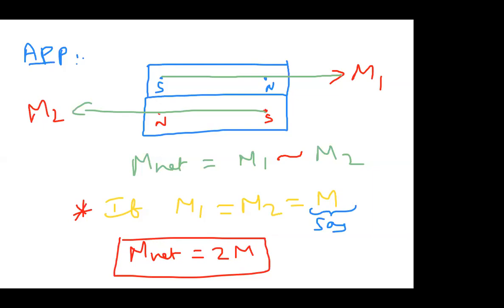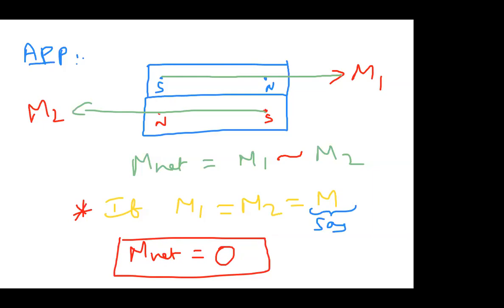So here the directions are opposite, because magnetic moment is directed from south to north, and both are opposite if they are arranged like that. So what will happen to the net magnetic moment? Both are equal to M, so M minus M means 0. Net magnetic moment is 0 if you arrange in this way. I hope it is clear now.